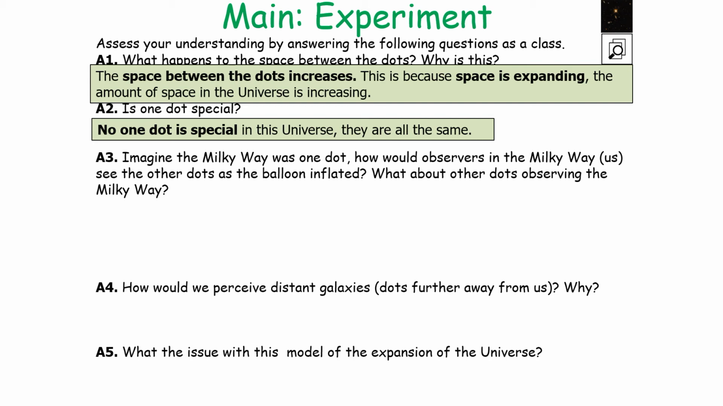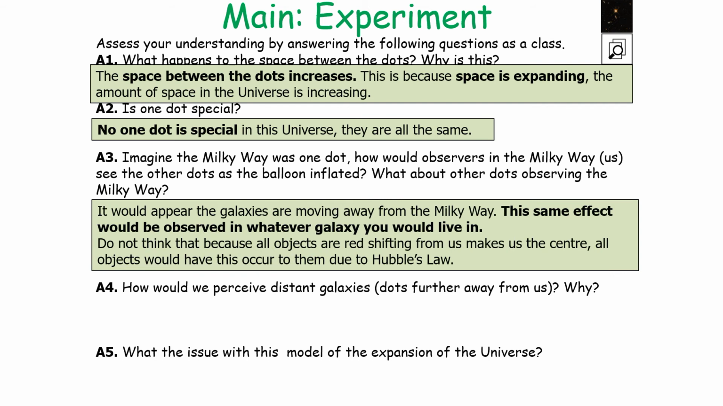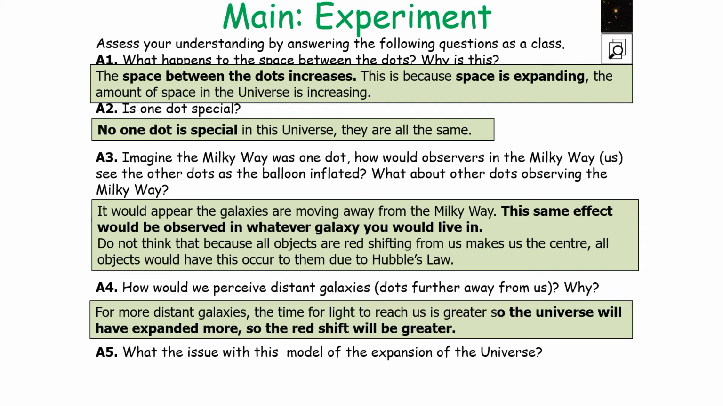So imagine the Milky Way was one dot. How would we observe the Milky Way, and how will we observe the other dots as the balloon is inflated? So it would appear that all the galaxies are moving away from the Milky Way. This is the same effect we would observe in whatever galaxy you would live in. So don't think that because all objects are redshifting from us makes us the centre. All objects will have this occur to them due to Hubble's law. So how would we perceive distant galaxies? Well, for more distant galaxies, the time taken for light to reach us is greater, so the universe will have expanded more, so the redshift will be greater.